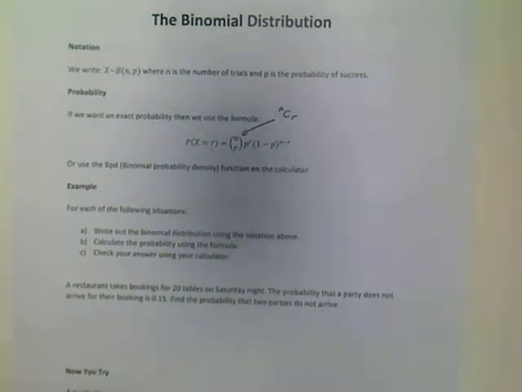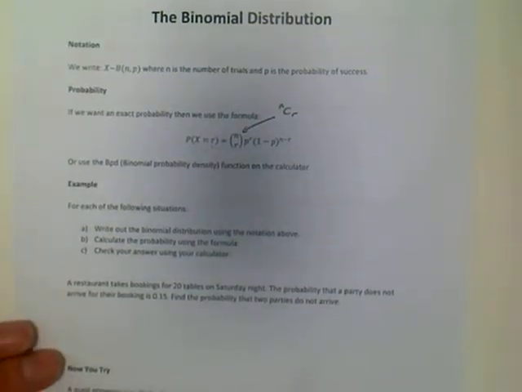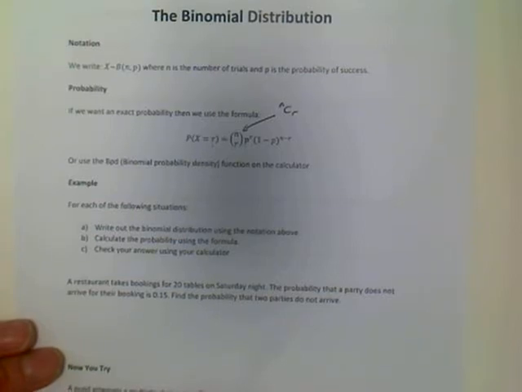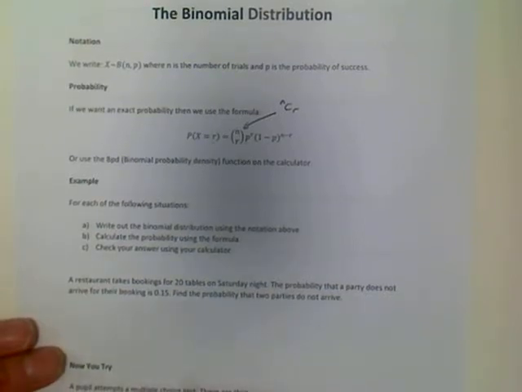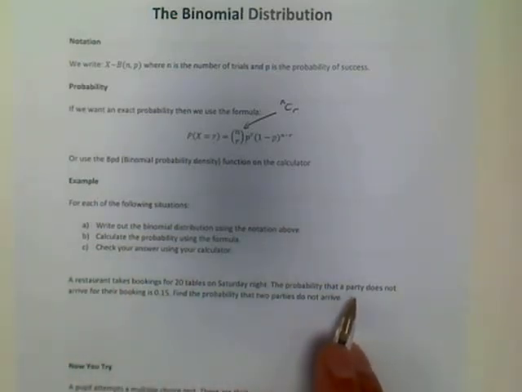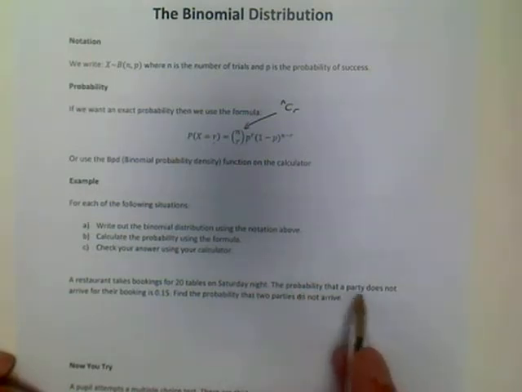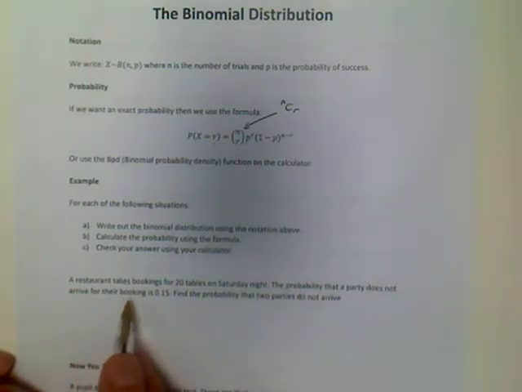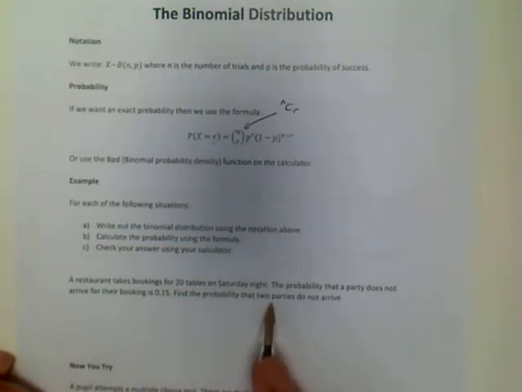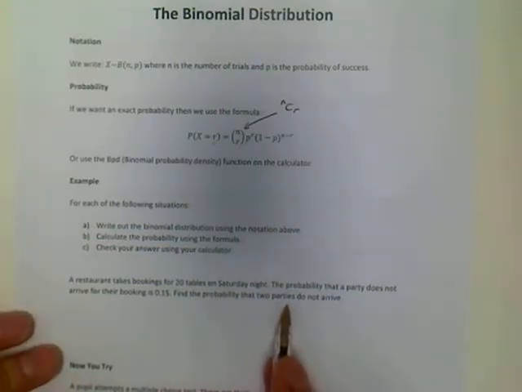I'm going to use my graphical calculator to do the calculation, which normally makes this formula not required. Okay, so let's have a think about this. We need to read the context of the question very carefully and make sure that we turn this into a binomial problem. A restaurant takes bookings for 20 tables on Saturday night. The probability that a party does not arrive for their booking is 0.15. Find the probability that 2 parties do not arrive.